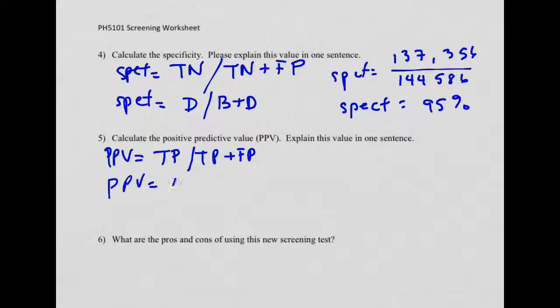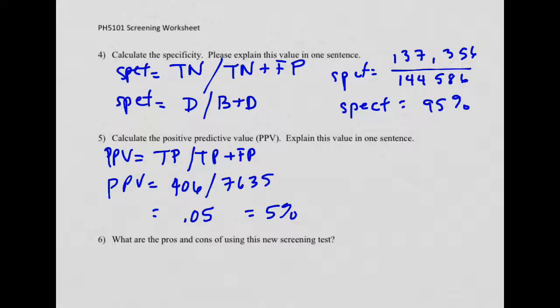And the numbers here, if you look at our table, is 406 divided by 7635, which equals 0.05 or 5%. So basically what this means in words is that among those who screen positive, 5% of them actually have CF. So that's a really low positive predictive value.